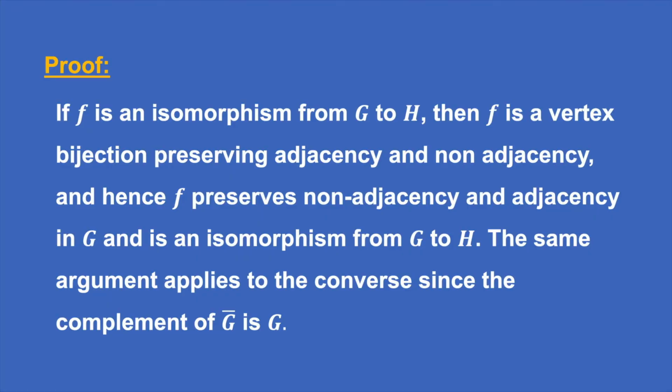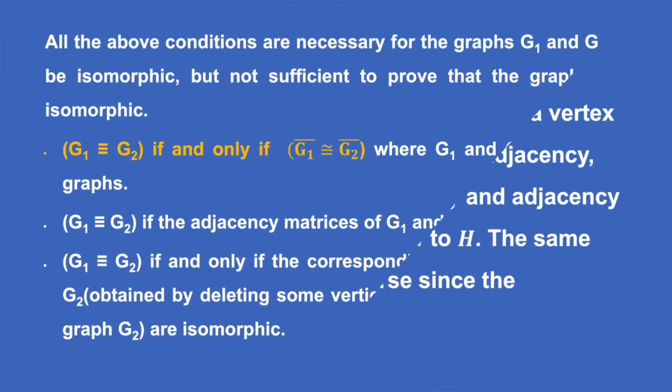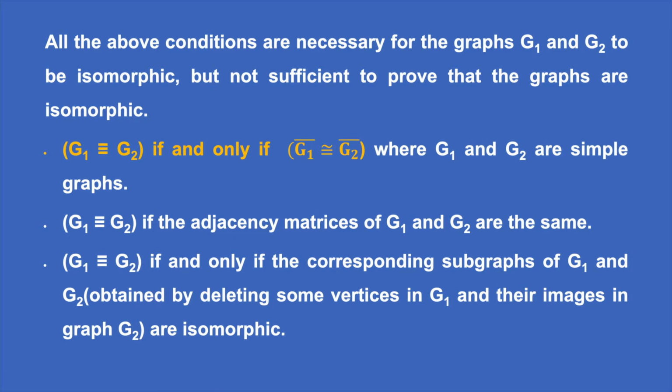If f is an isomorphism from G to H, then f is a vertex bijection preserving adjacency and non-adjacency, and hence f preserves non-adjacency and adjacency in G and is an isomorphism from G complement to H complement. The same argument applies to the converse, since the complement of G complement is G. Note that all the above conditions are necessary for the graphs G1 and G2 to be isomorphic, but not sufficient to prove that the graphs are isomorphic.